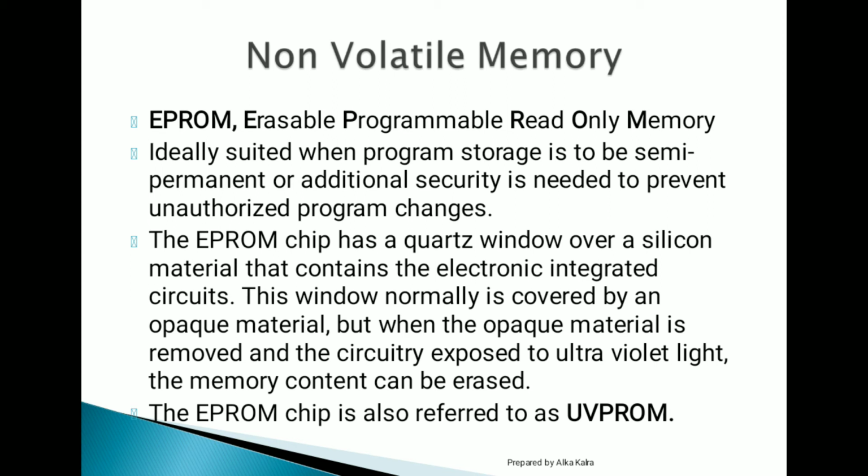not very easy. In an EPROM chip, there is a quartz window over a silicon material that contains the electronic integrated circuit. Through this window, ultraviolet rays are inserted, and after that the memory contents are erased. This type of memory is also called ultraviolet programmable read-only memory. So EPROM is also called UV-PROM.